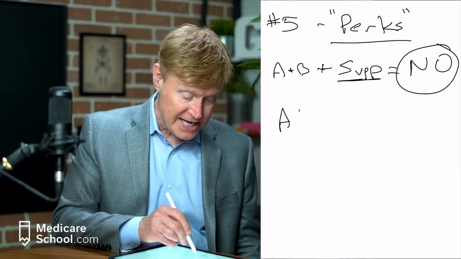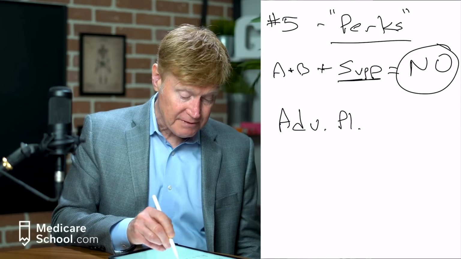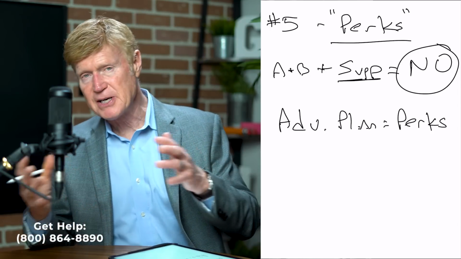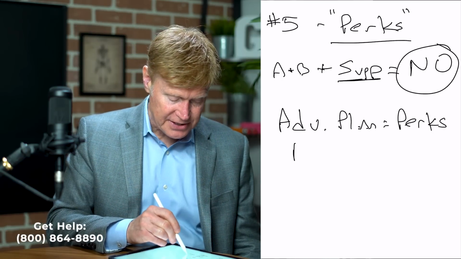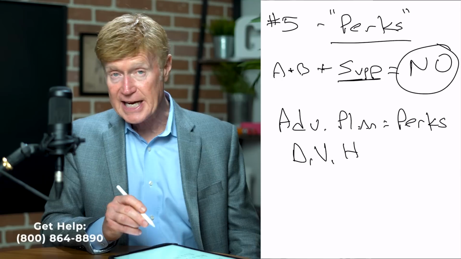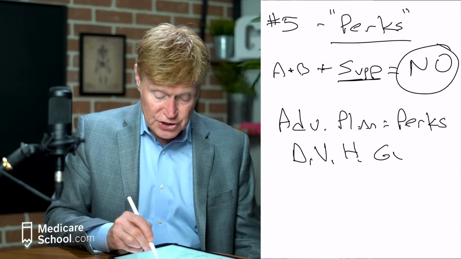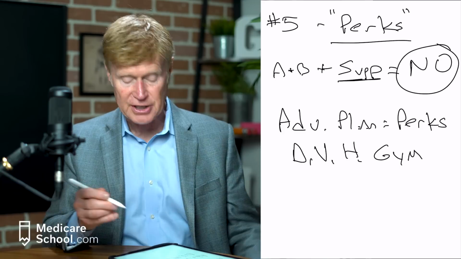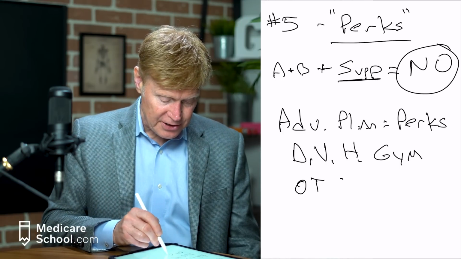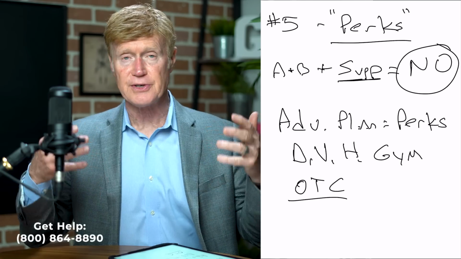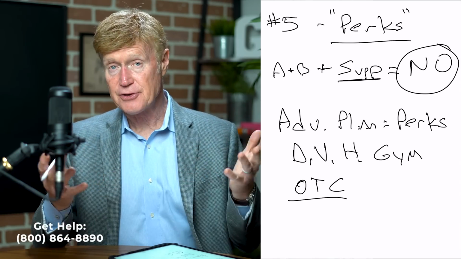But when it comes to an Advantage plan, these are the ones that have lots of perks. The perks vary, but as a general rule, we're going to have some kind of dental benefit, a vision benefit, some type of hearing aid benefit, and almost always a gym membership benefit. Go to certain healthcare facilities at no cost. They'll give you an over-the-counter card and load it every quarter with usually $30 or $50 that you can use for over-the-counter items through the plan.